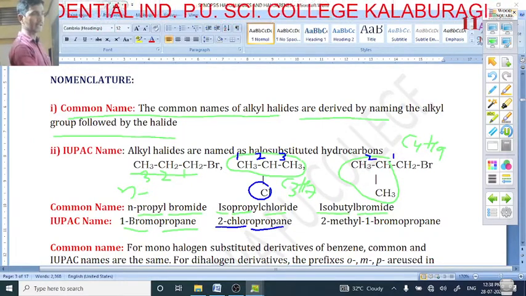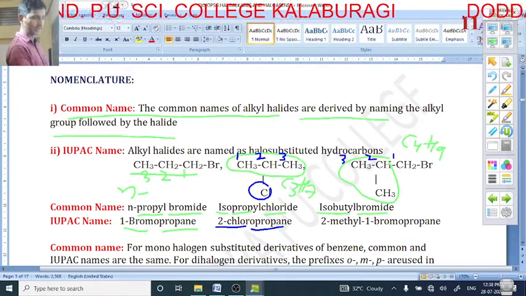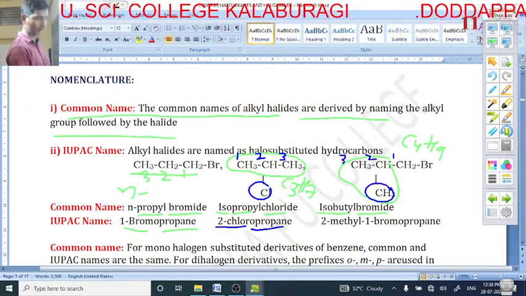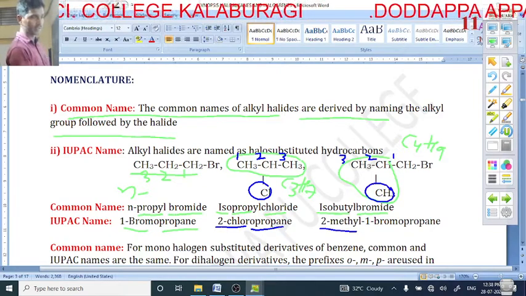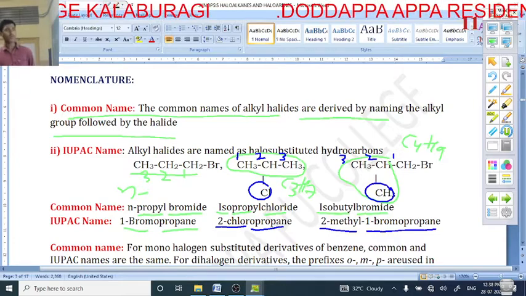Next it is the second carbon, and this is the third carbon. First and second. Where the CH3 group is on the second carbon, it is called 2-methyl, and Br is on the first carbon, so it is called 1-bromopropane.